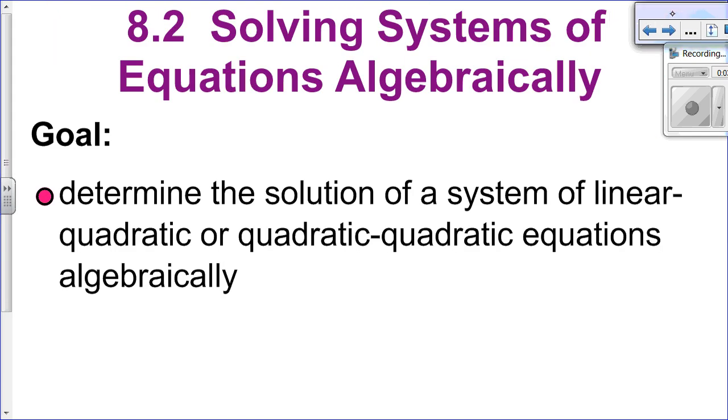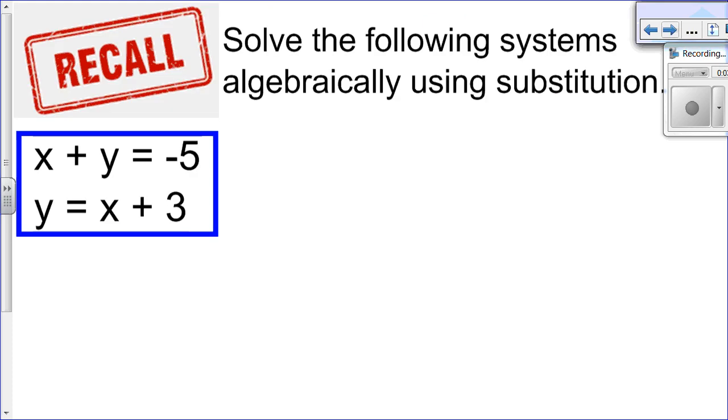So in this video, again, as I said, we're going to cover how to solve systems of equations algebraically. So I just want to go back to 10C and review how to do linear systems. So remember, the 2 ways that we solved systems algebraically were with elimination and substitution. So let's review how to do substitution from 10C.